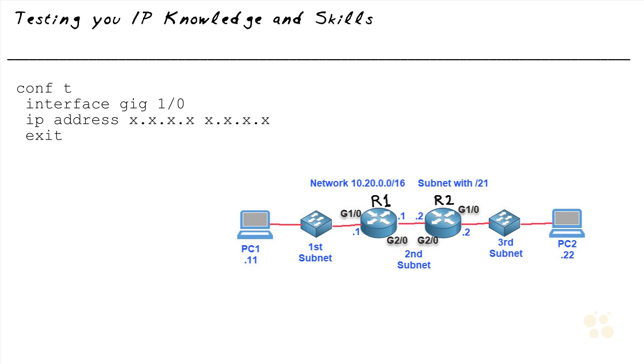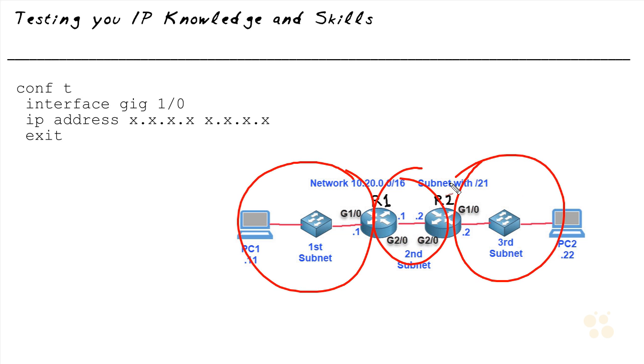So here's the topology we're going to go ahead and use. We have two routers, R1 on the left, R2 on the right. There are a total of 3 networks. There's a network here, there's a network here, and there's an IP network here.